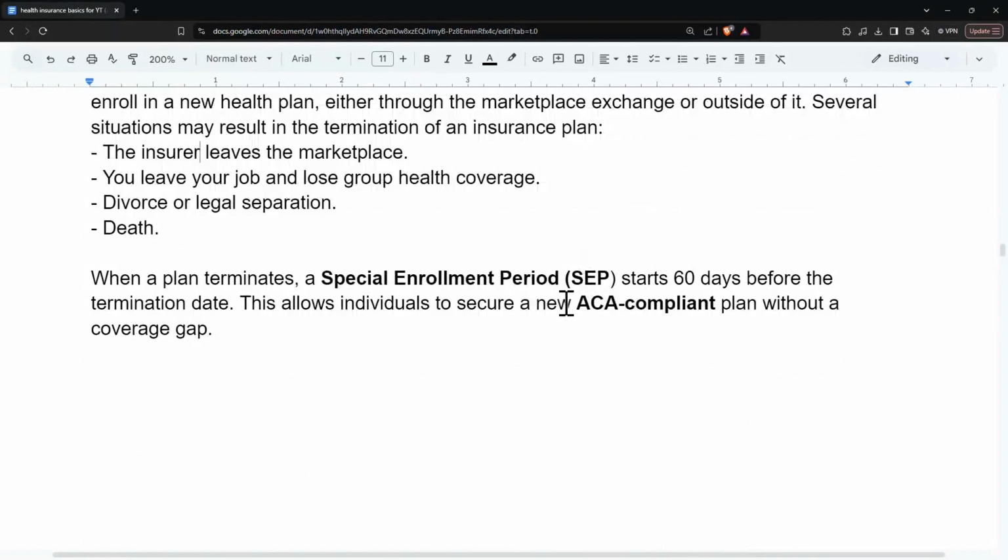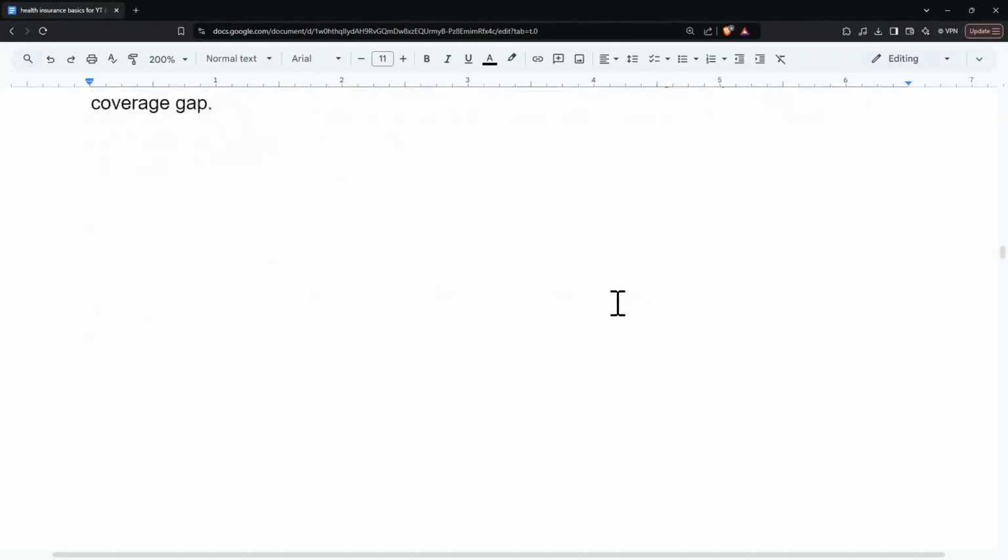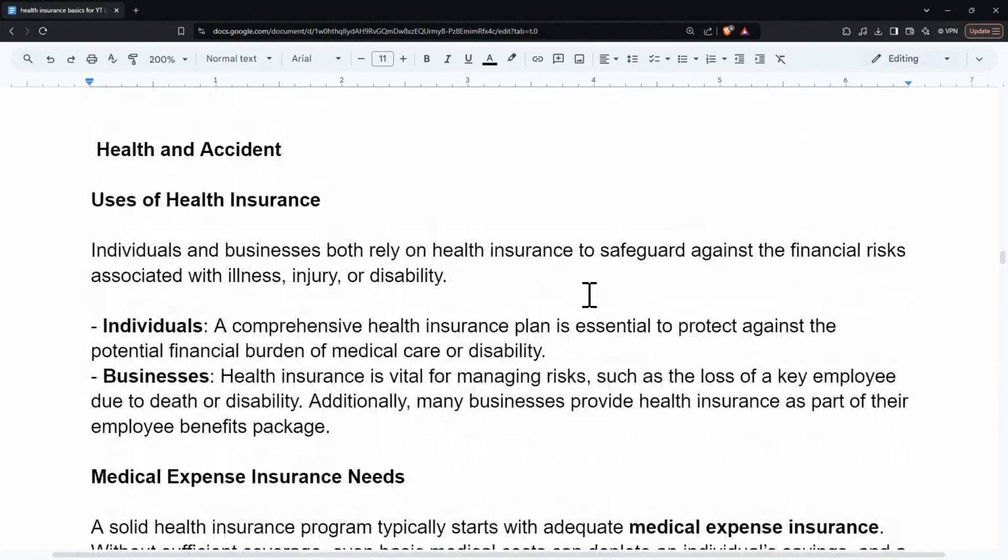ACA compliant is Affordable Care Act. Okay, so health plans have to be compliant with the ACA, which we'll get into in another video. Okay, uses of health insurance.